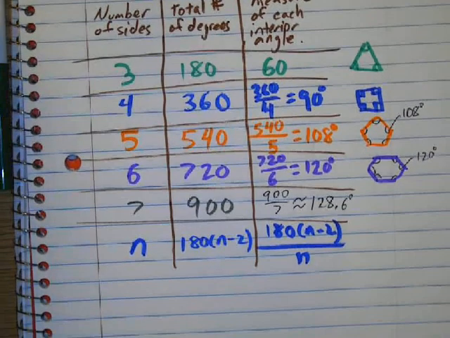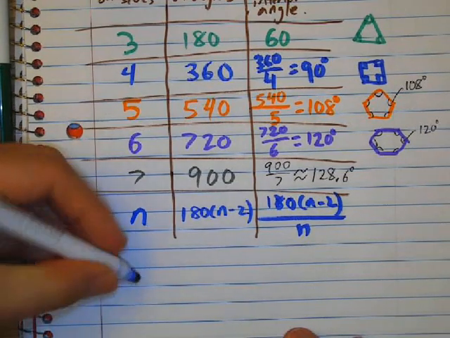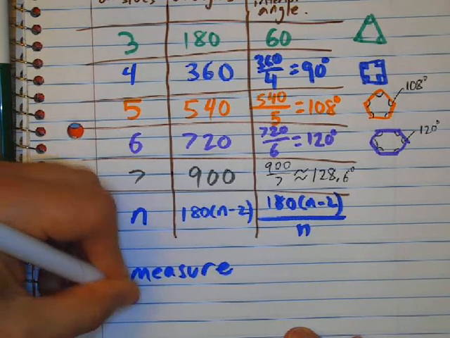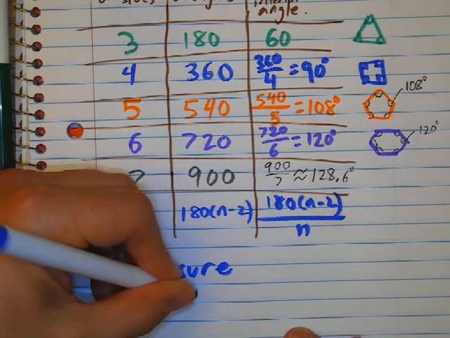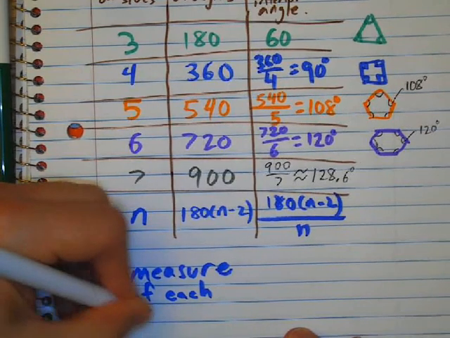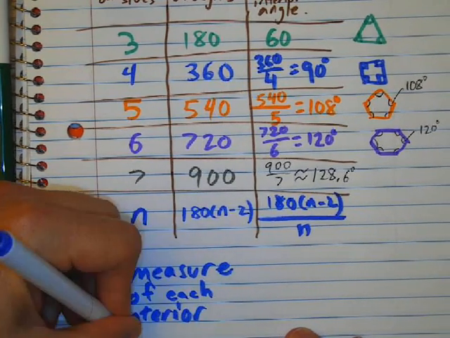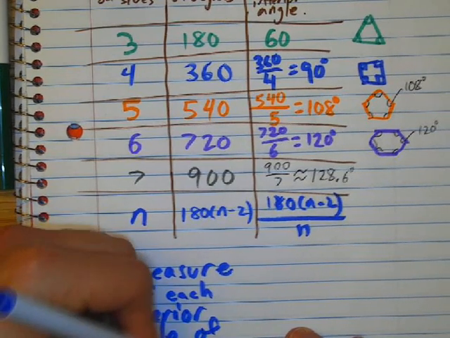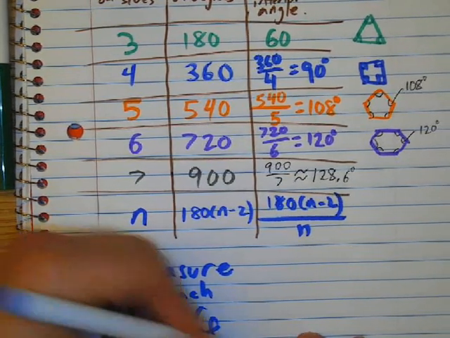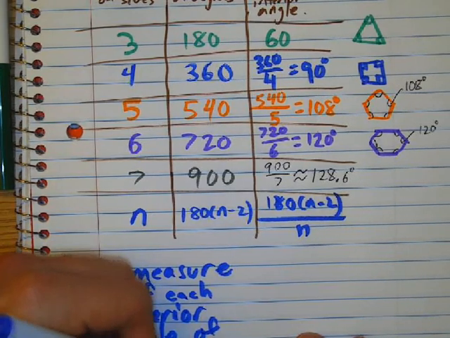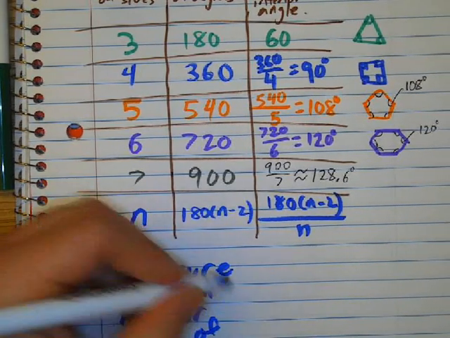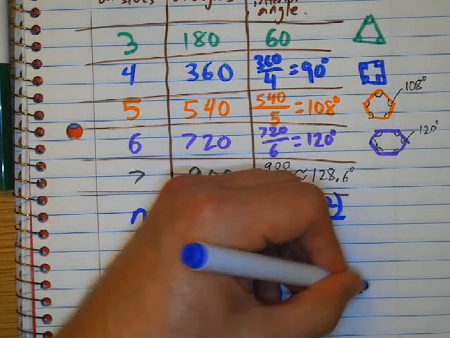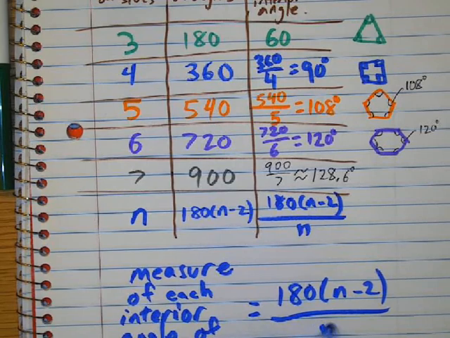So maybe let's just write that down. The measure of each interior angle of a regular polygon is equal to 180 times n minus 2 over n.